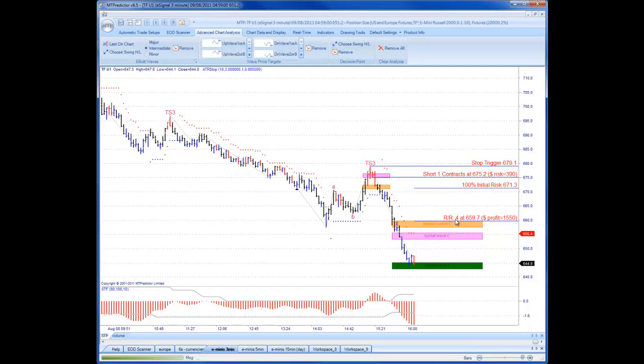And R is a risk unit. We normally suggest risking 2% of your trading account per risk unit. So an 8R profit is actually a 16% return on your capital just on these two trades here. So on the Russell Index, yesterday was an absolutely fantastic day.